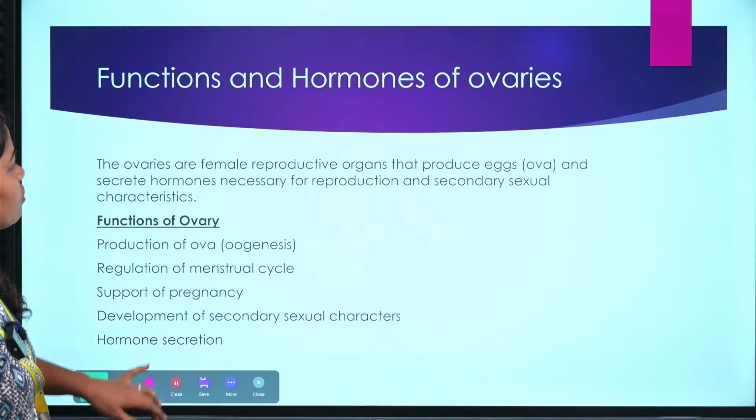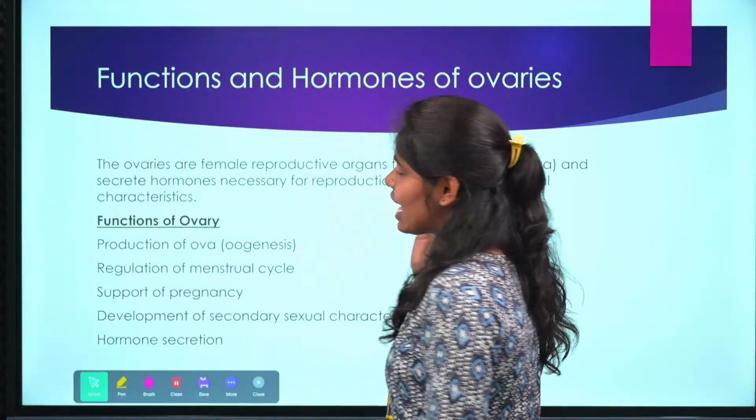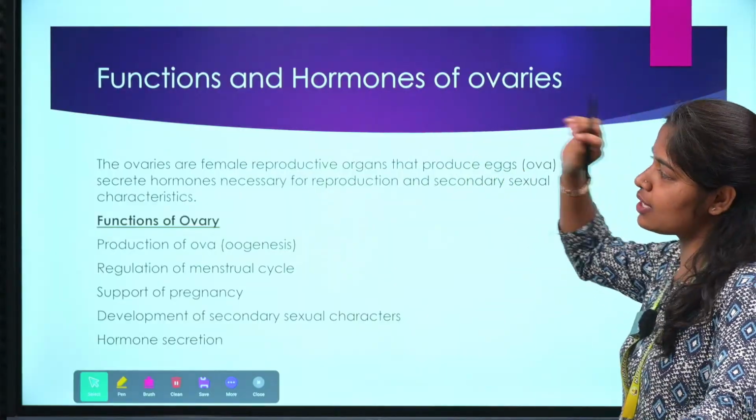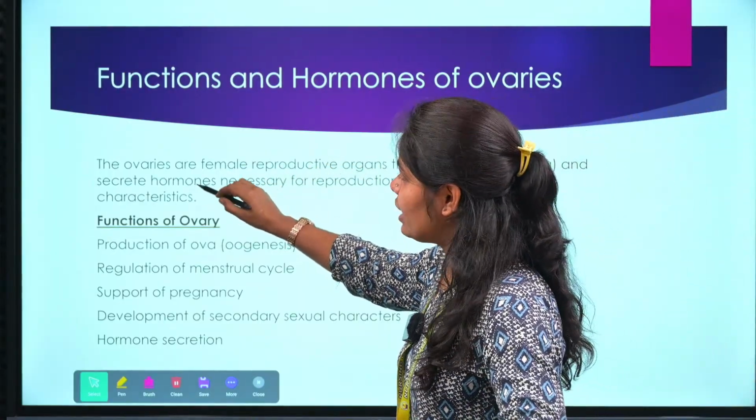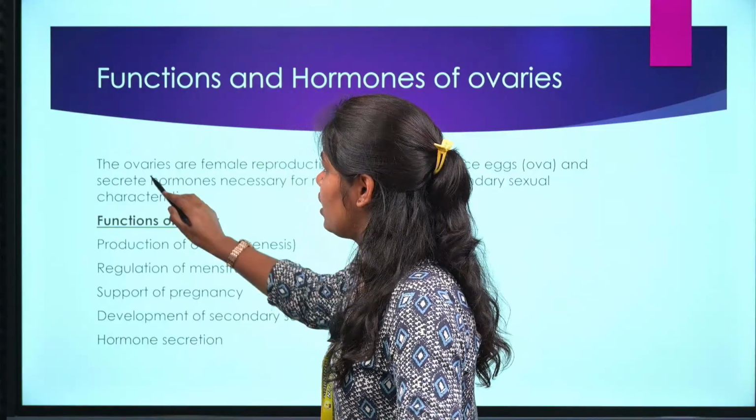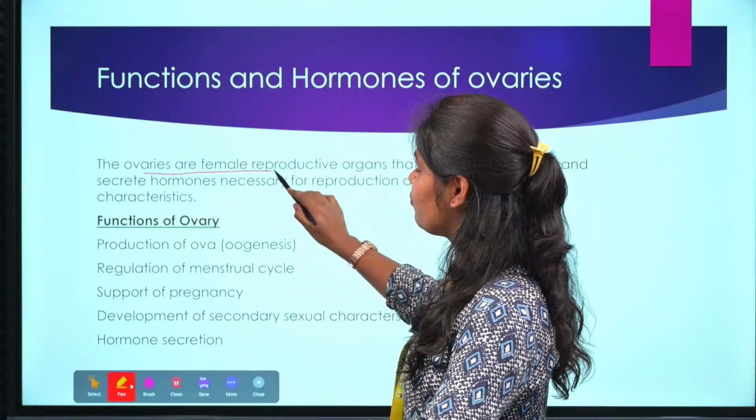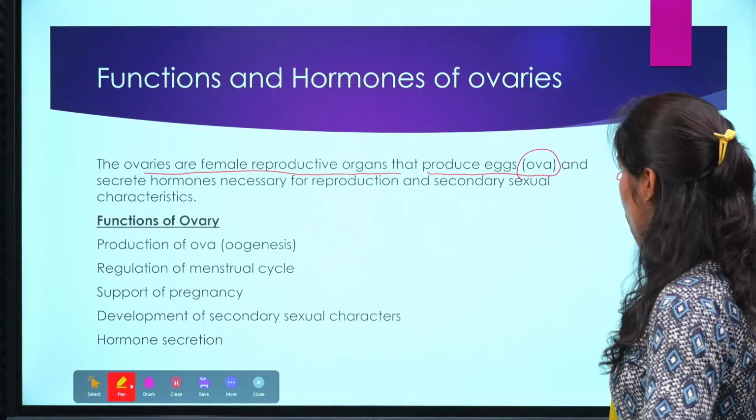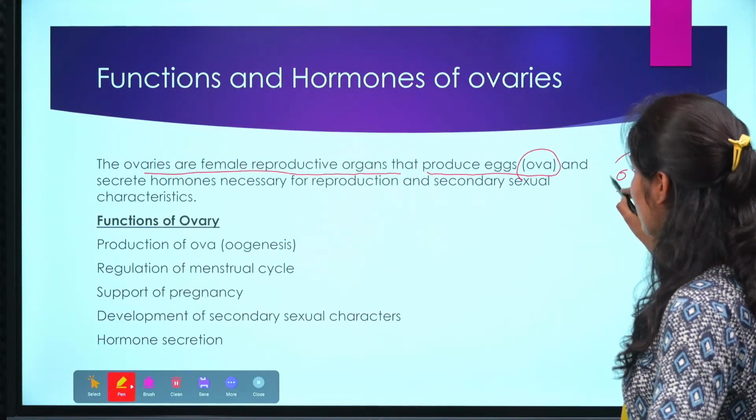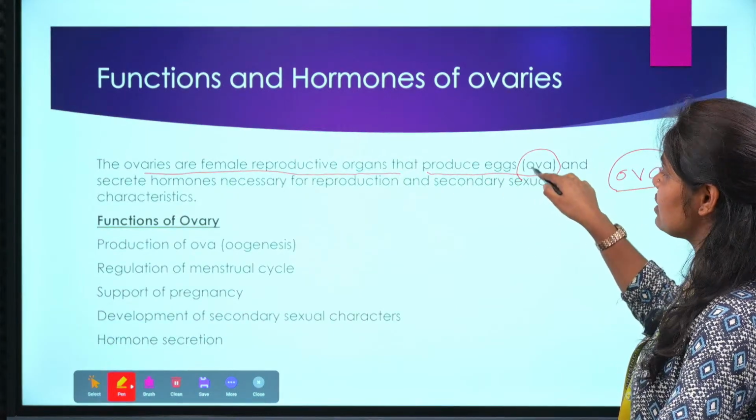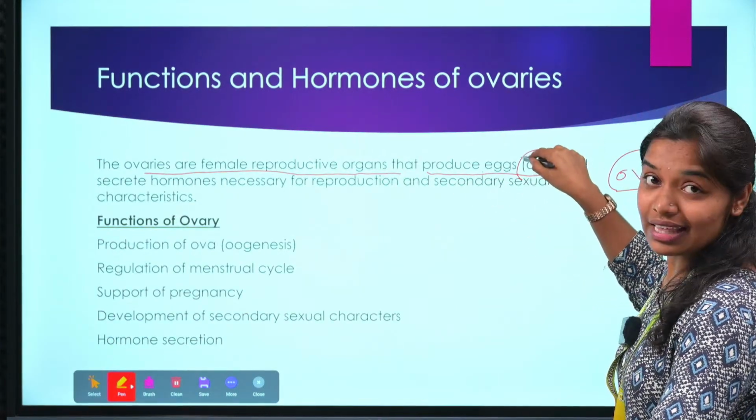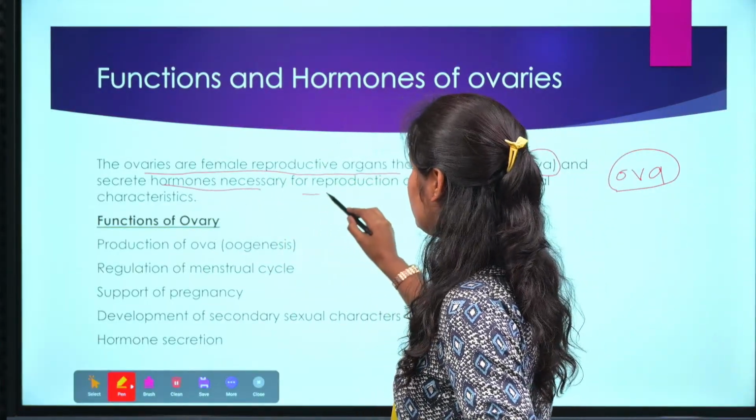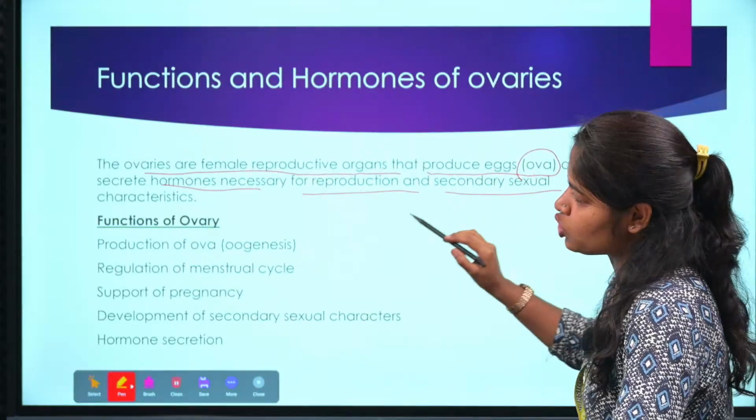Next, I am going to explain the hormones and their functions: the functions and hormones of the ovaries. First, the ovaries. The ovaries are the female reproductive organs that produce the egg, which we call ova, and they secrete the hormones necessary for reproduction and secondary sexual characteristics.